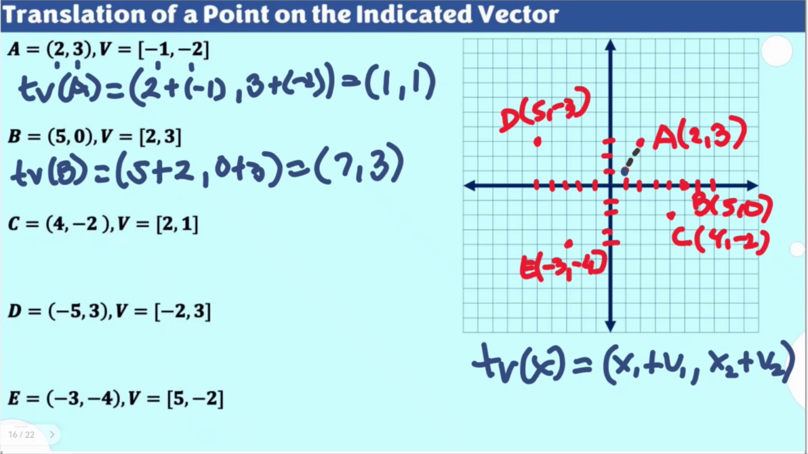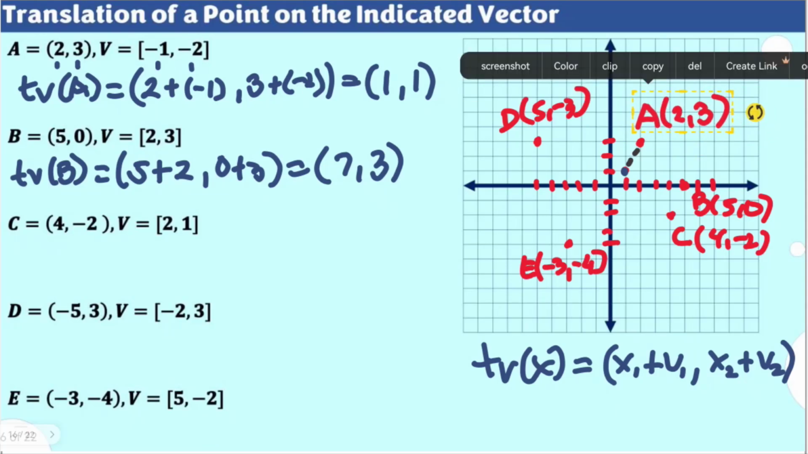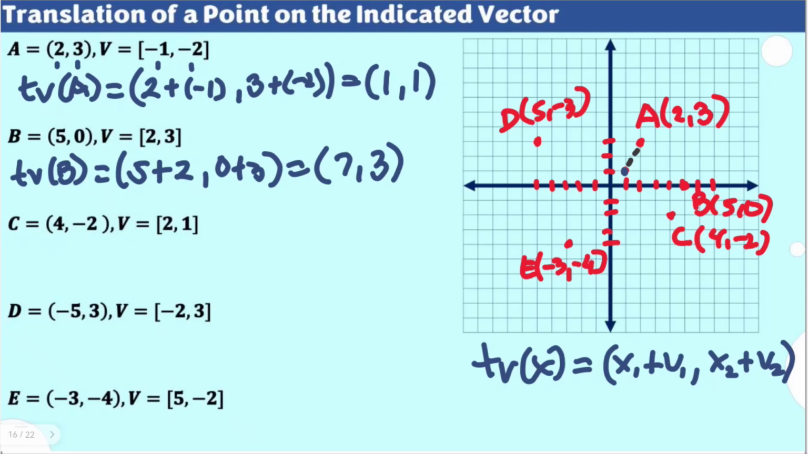Sorry, let me move my label for A somewhere here, because the translated image of our B is at 7 and 3. So 7 and 3 somewhere here. This is our translated point for our B. This movement, okay, sorry for that, this movement or this direction is of the vector 2 and 3. Sorry, I need to make it straighter, or at least attempt to make it straighter.